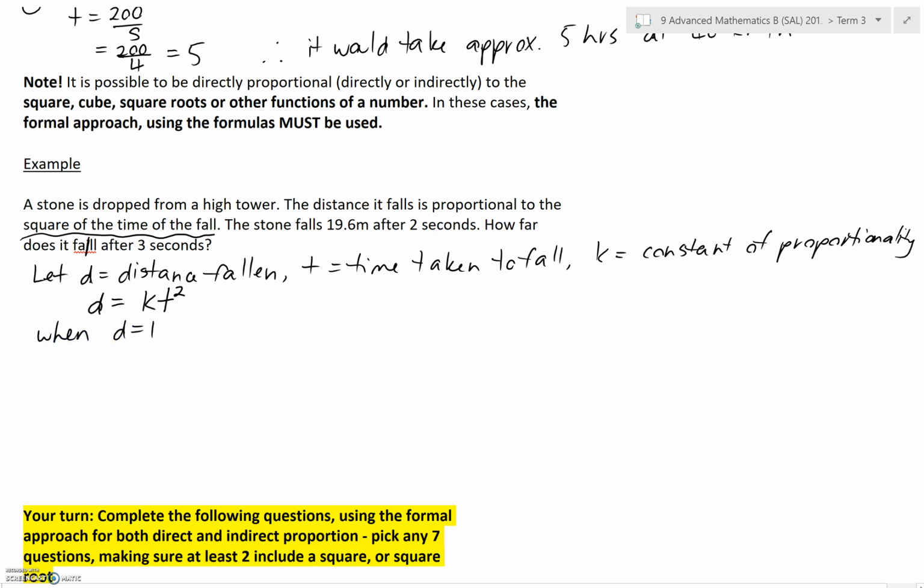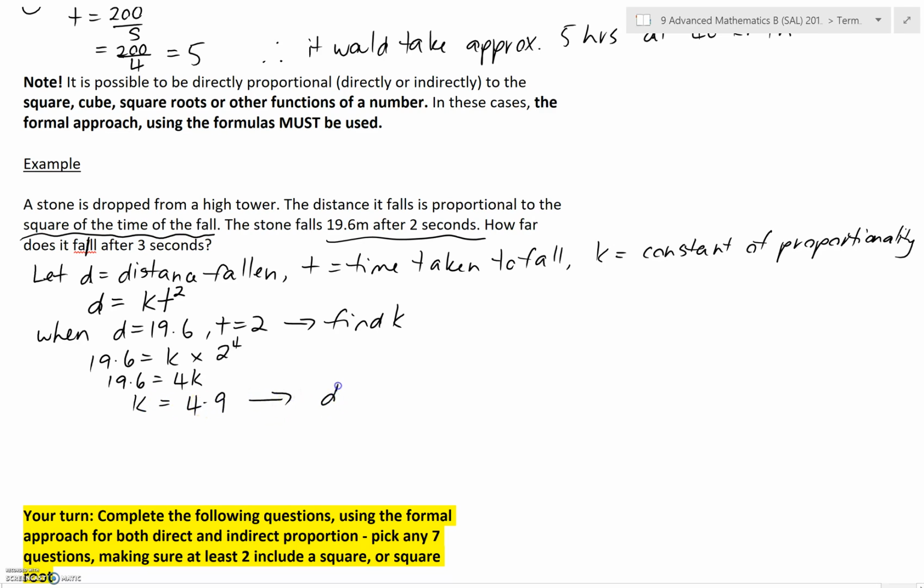When d equals 19.6, which comes from the question, and t equals 2, let's find k. We can simplify our equation. 19.6 equals k times 2 squared. 19.6, of course, then equals 4k. k equals 4.9. So we can rewrite our equation: d equals 4.9t squared. Now it's a lot simpler, so we can actually solve the question.